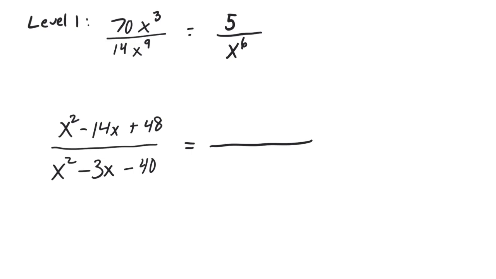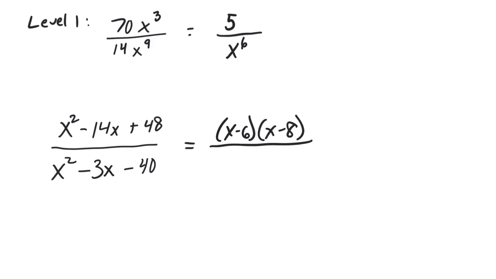So 48 divided by 8 would be 6. 6 times 8 obviously is 48. And then also if you do negative 6 plus negative 8, you end up getting negative 14. So factored form would be x minus 6 times x minus 8.